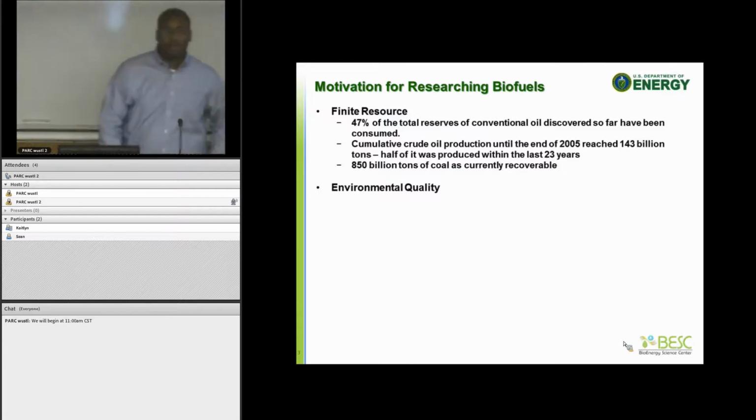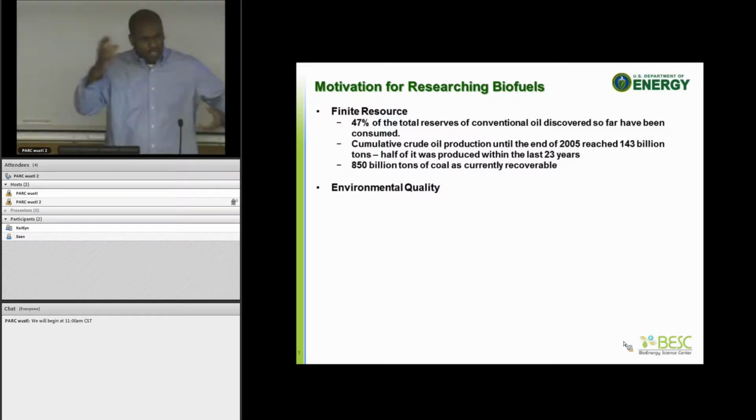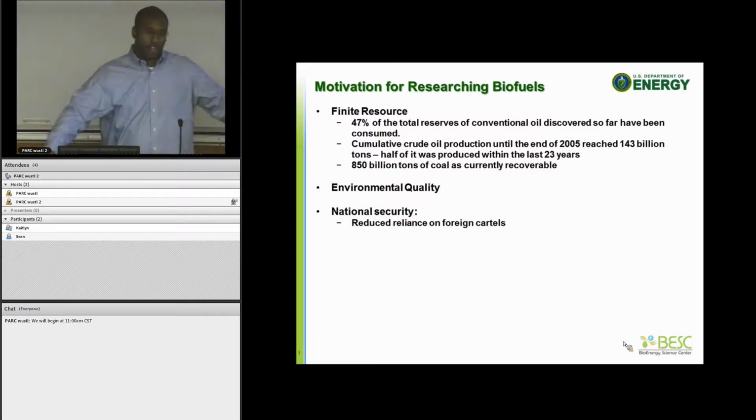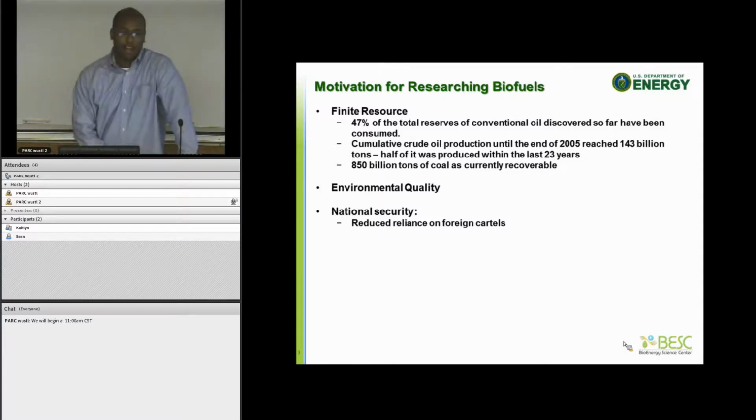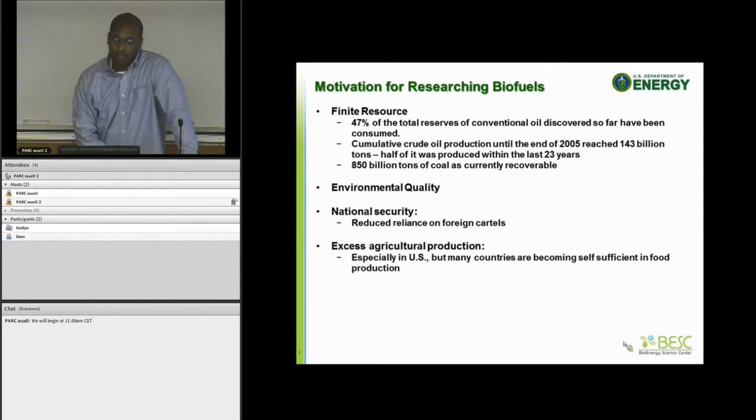Environmental quality: everybody knows about issues with aerosols, so like the particles that get released during combustion, CO2, those types of things. National security: during the 1970s, there was an artificial increase in oil prices. This was a consortium of people in countries in the Middle East. They wanted to exert certain political control over other countries. They artificially caused a shortage. And since then, the United States has been very, very invested in decoupling our economy from some of these foreign cartels.